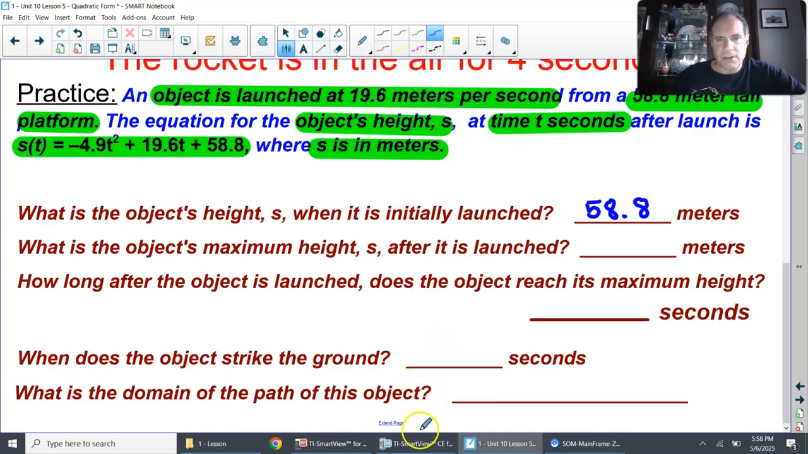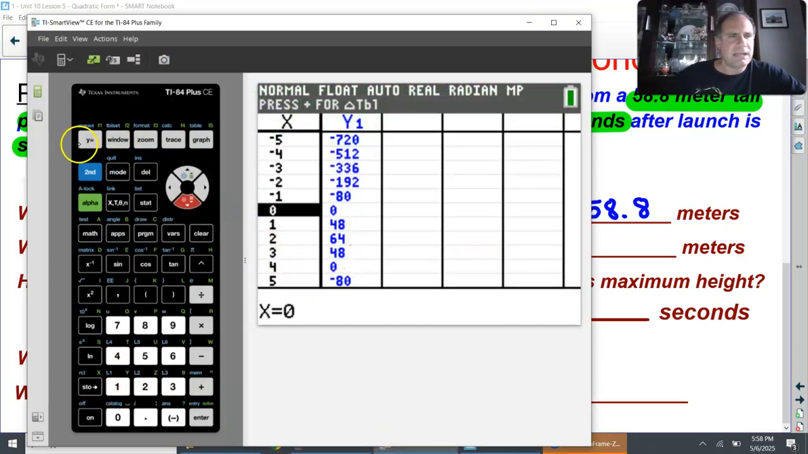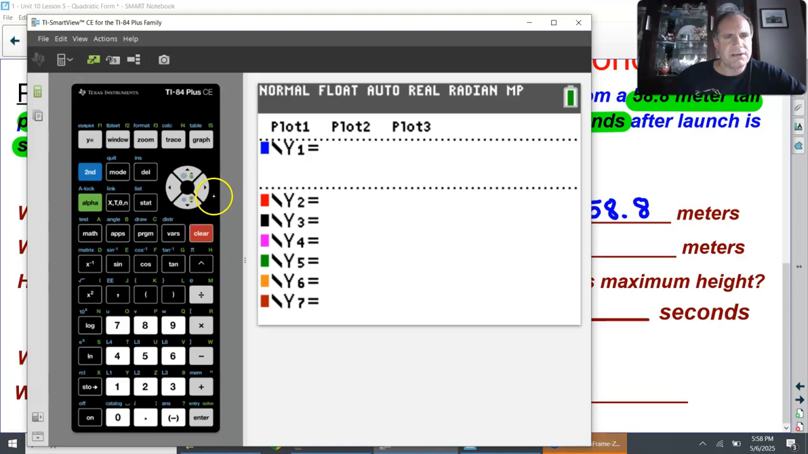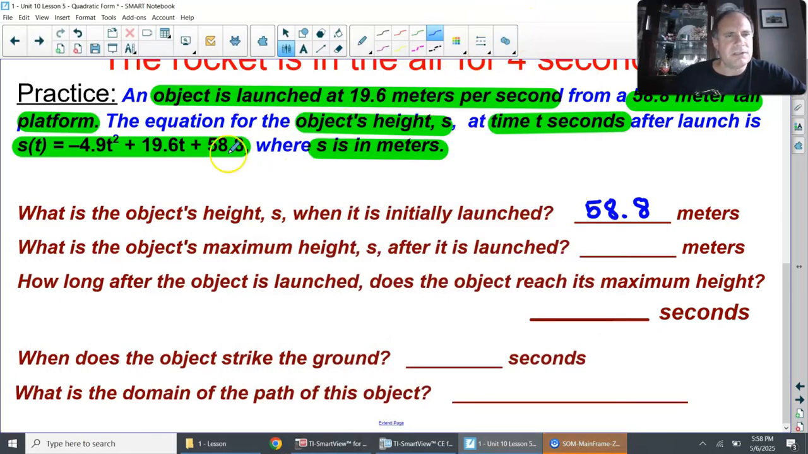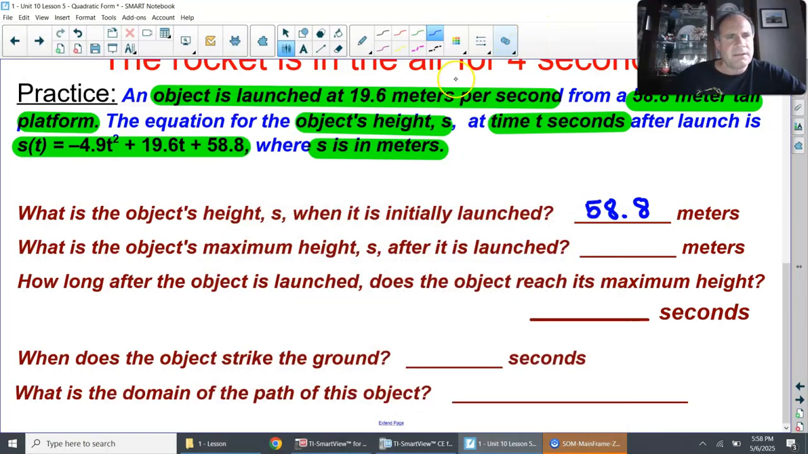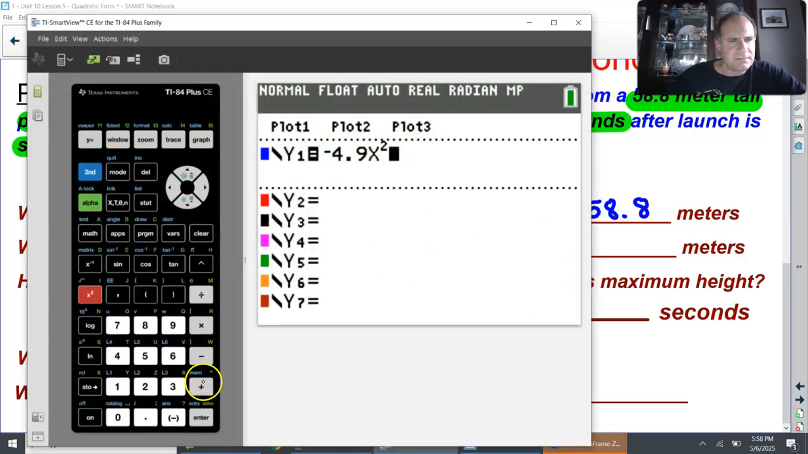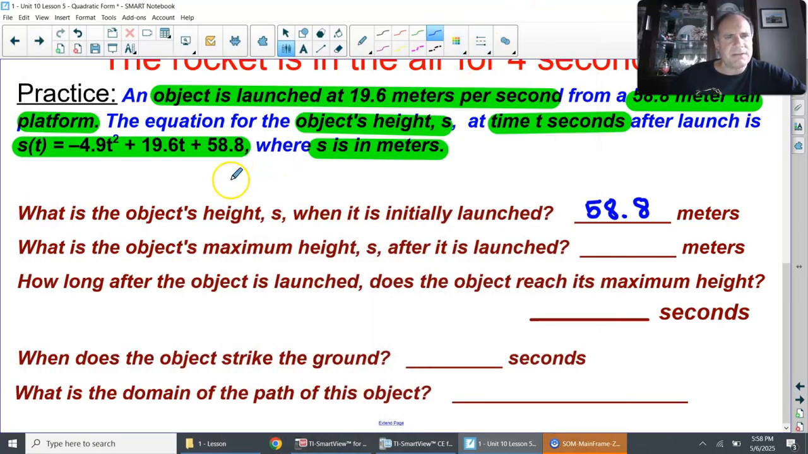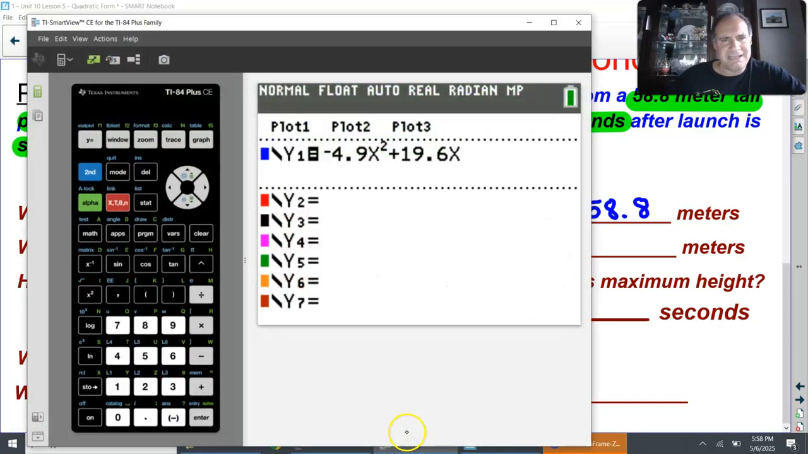We don't know. All right, so let's go ahead and put this into the calculator, and we're going to just look to see negative 4.9 x squared plus 19.6 x, and then we're just going to put this down again, plus 58.8.